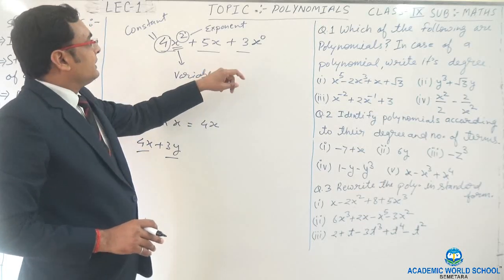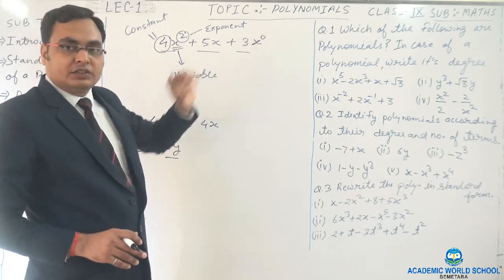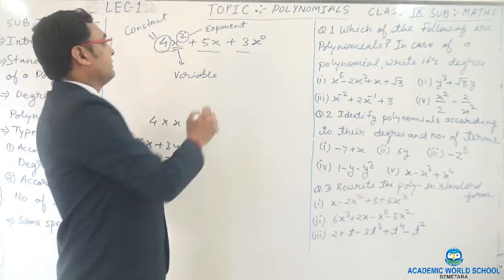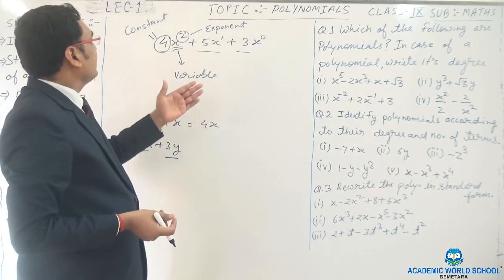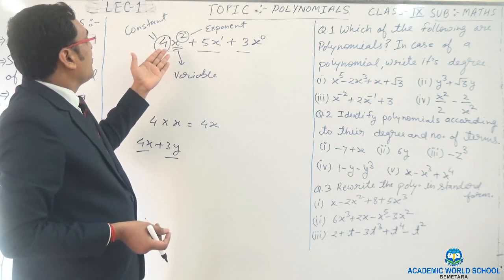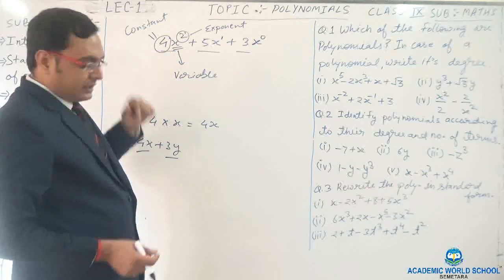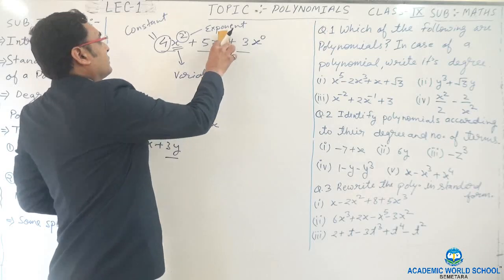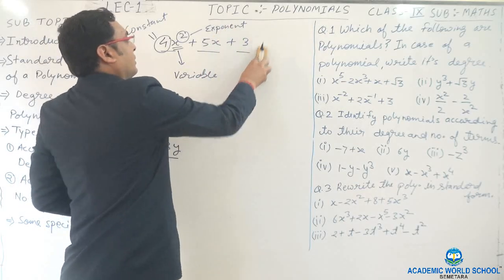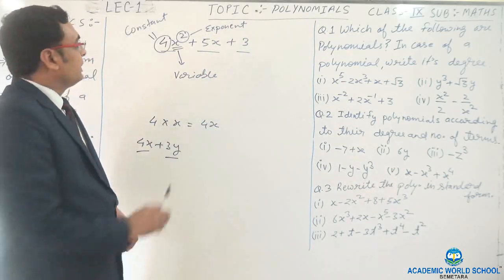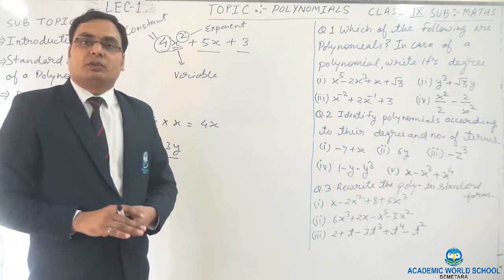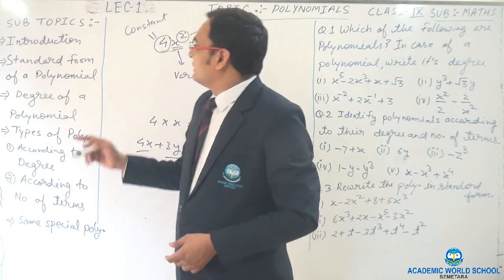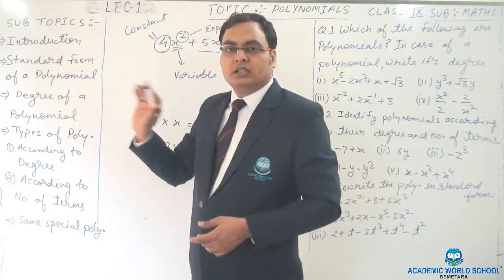Here the power of this term is 0, the power of this term you can understand easily is 1, but we do not write it, and the power of this term is 2. So the highest power of this polynomial is 2, and the highest power of a polynomial is known as the degree of the polynomial.